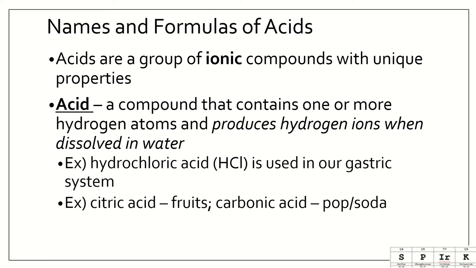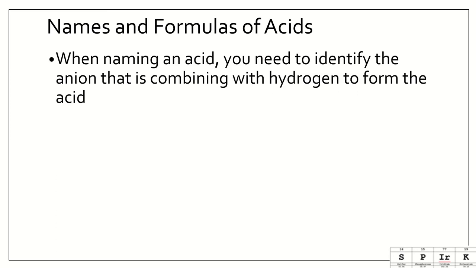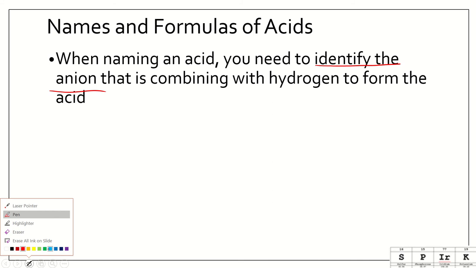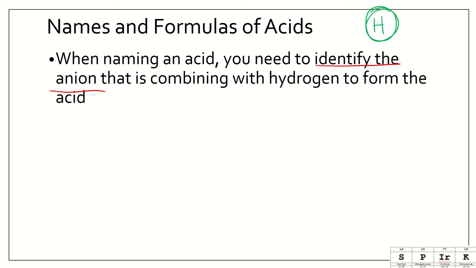So for example, we use hydrochloric acid in our gastric system. It's what helps us digest our food every day. And citric acid is really prevalent in fruits, and carbonic acid is very prevalent in pop or soda. So when naming an acid, you need to identify the anion that is combining with hydrogen to form the acid. The easiest way to pick out an acid is that its formula will always start with hydrogen.